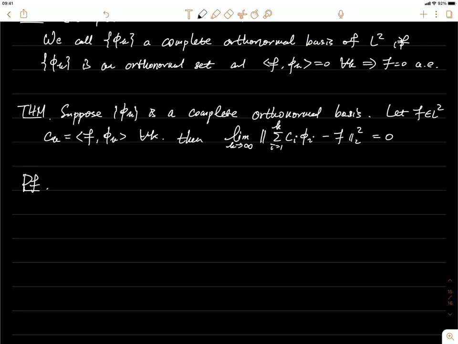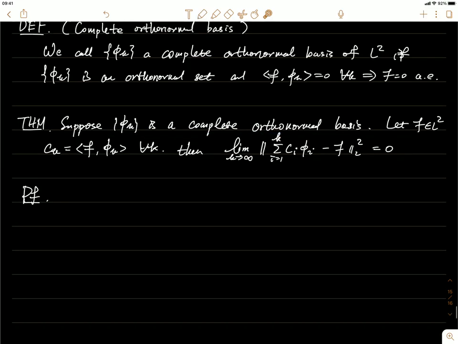What we have so far is that this is a complete orthonormal basis, which means that if we have some function f and its projection onto phi k is always zero, then the function itself is zero almost everywhere. Basically a zero function. And now let's say we have this f written in this way. How do we show that this limit is equal to zero?